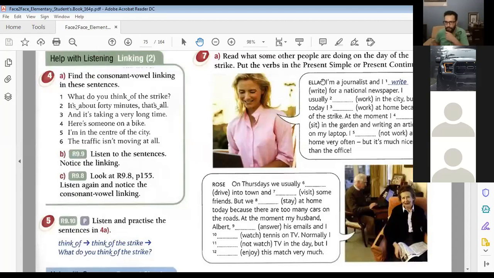Number 1. Start from the beginning of the story. I'm a journalist. I write for a national newspaper. I usually work in the city, but today I'm working at home because of the strike. Okay. Strike. Yes, Hannah. Number 3. I think you forgot something. Okay, let's stay on number 3.